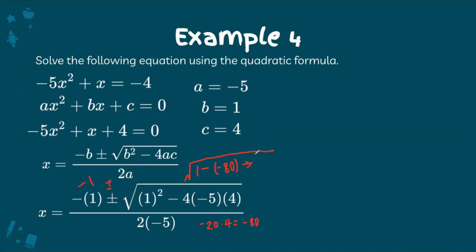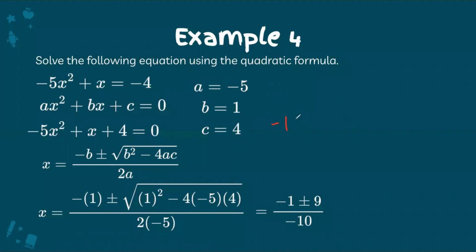And when you're subtracting by a negative, your negative would turn into a positive sign, so this would be 1 plus 80, and so 1 plus 80 is just the square root of 81, and that's just 9. Then for our 2a, we would have 2 times negative 5, and this is just negative 10. So here is the simplified form, negative 1 plus or minus 9 over negative 10.